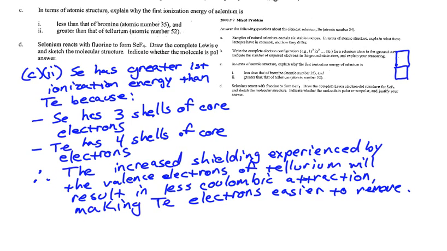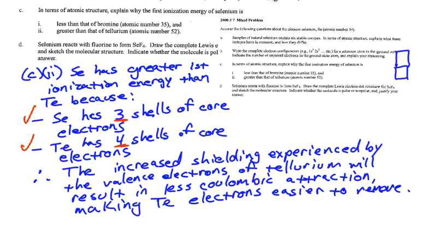Alright, now I was going to go back and erase some things about this, but I think some of the things that I did in here, the mistakes I made, can be instructive. So let's look at it. Selenium has greater first ionization energy than tellurium because, well, the first part's pretty good. You notice I mentioned both elements, and I mentioned something specific about their atomic structure.